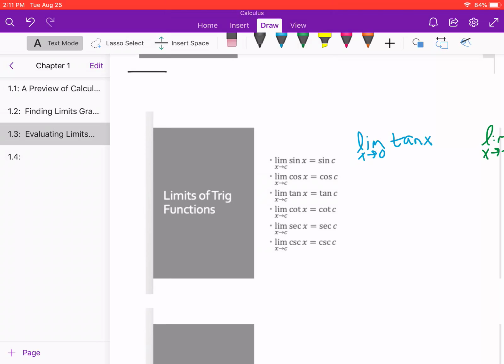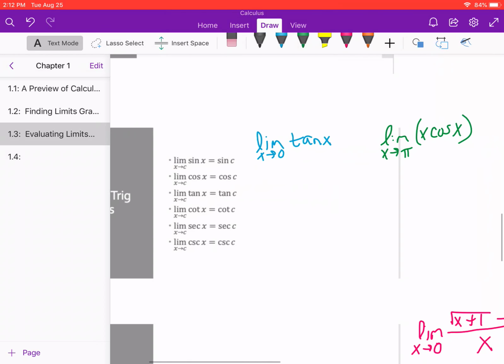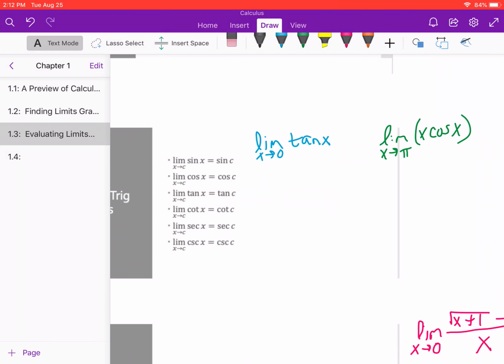If you remember, with polynomials and rational functions, we were able to just plug in that c value. The same thing applies for trig functions. So if we look here, the limit as x approaches 0 of tangent of x. Well, let's just plug in our c values. So we get tangent of 0. And tangent, remember, is sine over cosine. Sine of 0 is 0 over 1, which gives us 0.